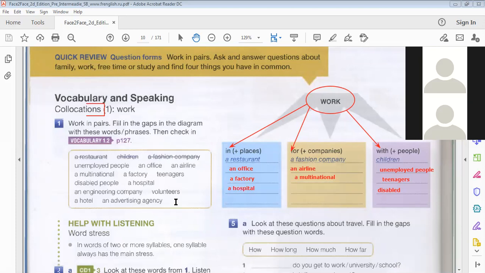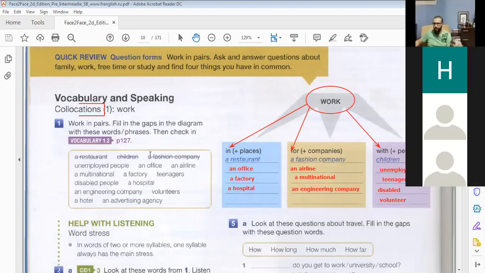All right, what about an engineering company? For. Yeah, because it's a company. Yes. For an engineering company. All right. And what about volunteers? With. People. With. Volunteers. What does volunteer really mean? Who can tell me? A volunteer. People who work for free. Yeah, people who work for free. Okay.